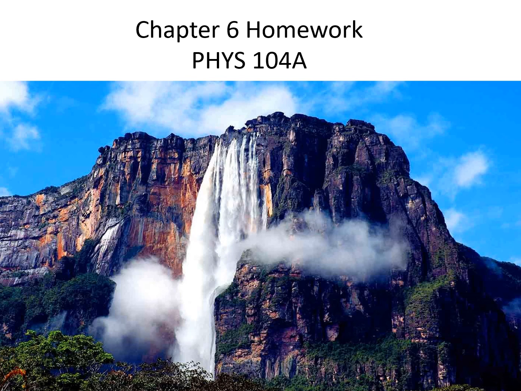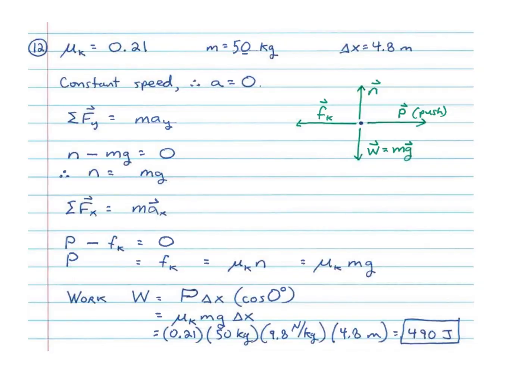Welcome back. This is Physics 104A, the Chapter 6 homework. Starting with problem number 12, the coefficient of kinetic friction is 0.21.